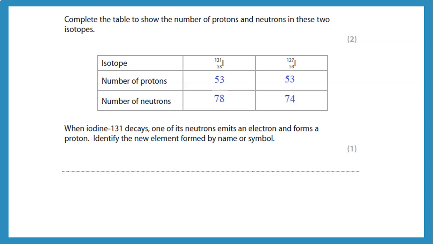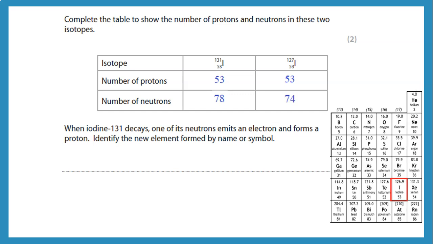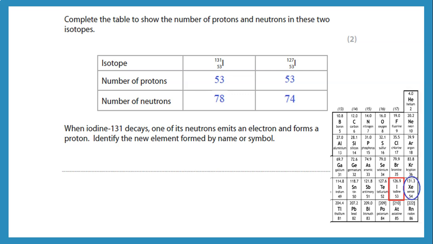Then he says when iodine 131 decays, one of its neutrons emits an electron and forms a proton. So that means he's talking about iodine, and he's saying the iodine will do some sort of reaction. This is radioactivity, and it will form a new proton. So instead of having, iodine has what? Has 53 protons. Instead of having 53 protons, it will have an extra proton, so that's 54. He's saying identify the new element formed. The one that has 54 protons is xenon.